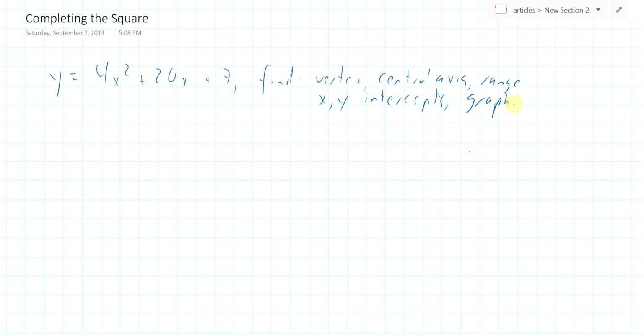Because this is not in a form where you can just read off, well, it's been moved left and up and then rescaled by this, that, or the other thing. So we have to be able to figure out how to put it in that form. So what's the basic idea of completing the square?